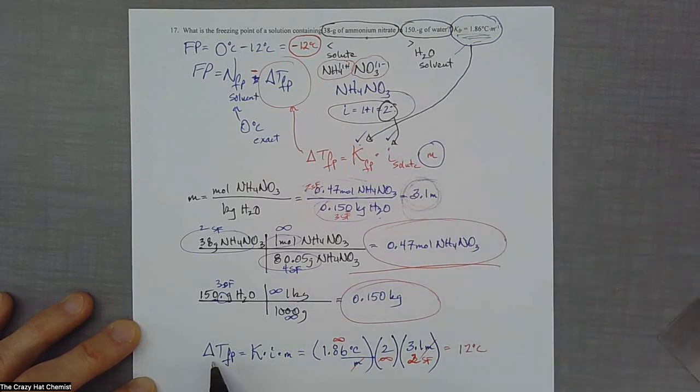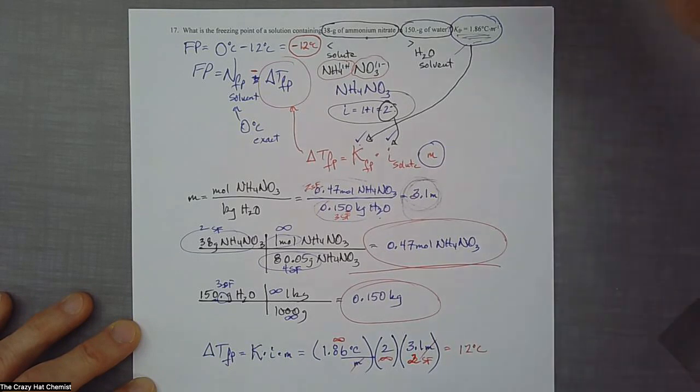And then I'm going to get the change in temperature of the solution, which is the constant times the Van 't Hoff factor times the molality of the solution. So the constant of the solvent, 1.86 degrees Celsius per molal, times the Van 't Hoff factor of the solute, that's 2, times the molality of the solution, 3.1 molal, and you get 12 degrees Celsius.